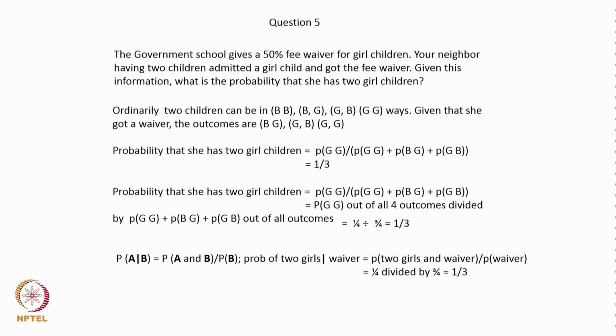So, 1 by 4 divided by 3 by 4, which is 1 by 3. So, we find many problems like this, but then we approach these kind of problems this way. At times the boy girl problems also have different solutions where the order and other things are involved.